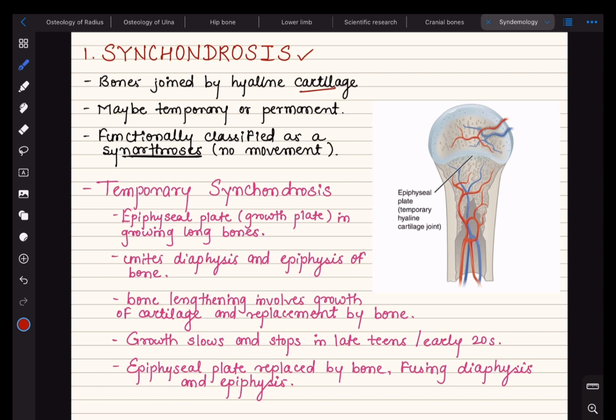So let's first talk about the temporary synchondrosis. The epiphyseal plate is the growth plate in the growing long bones. In temporary synchondrosis, it helps in uniting the diaphysis and the epiphysis of the bone.